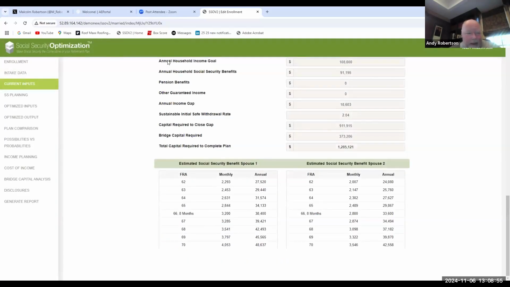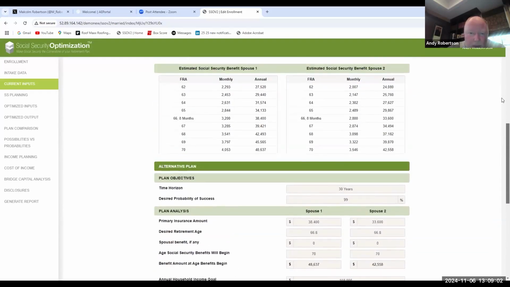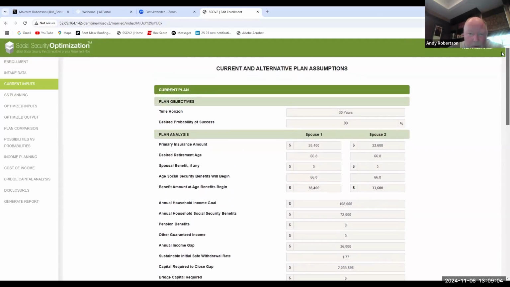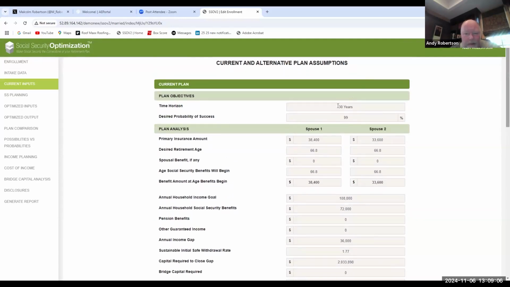So first off, on the left is a toolbar. We're going to go to current input. So we're going to look at the current plan. We want to look and see, is 1.2 million enough? How do we do that? It's very simple. We have a 30-year time horizon, a 99% probability of success for our objectives. The client seeks $108,000 of income. Their desired retirement age is 66 and 8 months. They want to take benefits at 66 and 8 months. Spouse one's annual benefit value and spouse two's annual benefit value equate to $72,000. They have no pension income, no other guaranteed income.